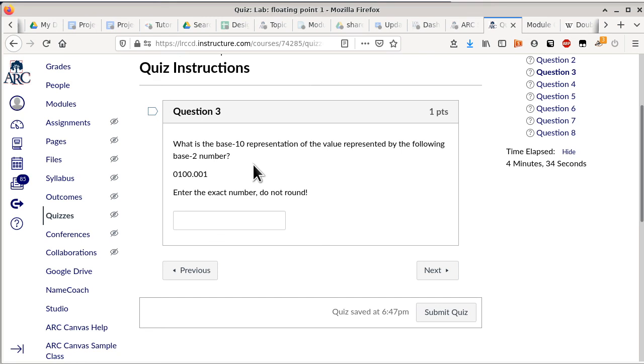Is that okay? So this is going to be 0 plus 4 plus 0 plus 0 plus 0 plus 0 plus, what is this? 1/8. That's right. So once you add it up, write the answer in base 10, and that's what the answer is supposed to be. Question number 4.